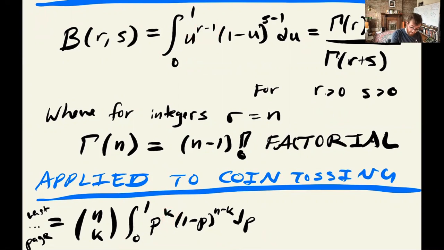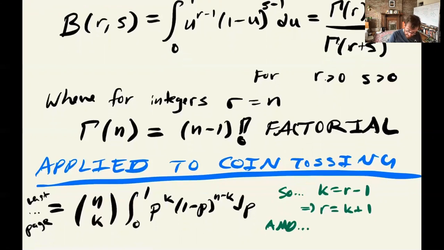So k equals r minus 1. In particular, I can think of this as r being equivalent to k plus 1. Cool. Similarly, what I got here, n minus k, has to be s minus 1. So let me go ahead and plug that in: n minus k is equal to s minus 1.